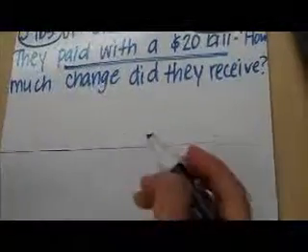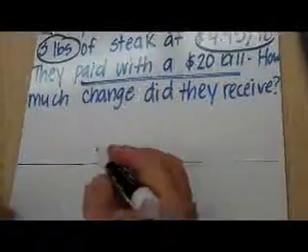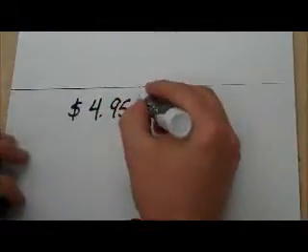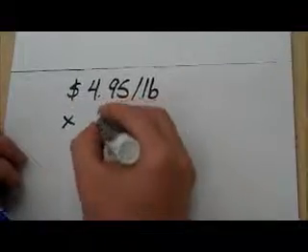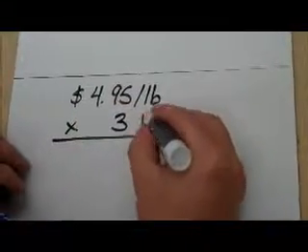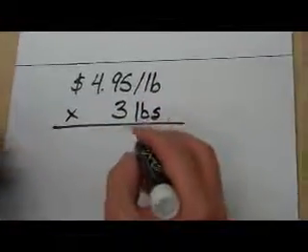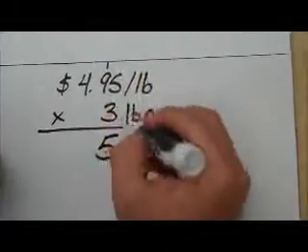First things first, I've got to find out how much the steak is going to cost them. So I'm going to take my $4.95 a pound, and they bought 3 pounds of steak. Oops, 3 pounds of steak. I wish steak was this cheap. Go through my progressions.